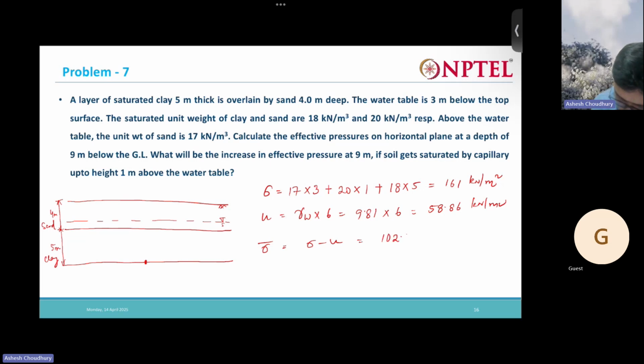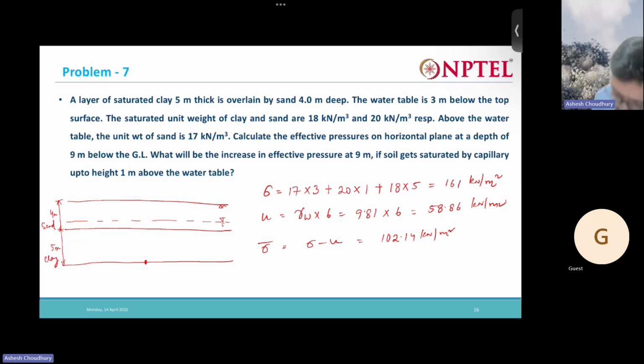is 102. You can also directly get this by multiplying the submerged unit weights, right? Submerged unit weight. Let's say the first it will be 17 times 3 plus (20 minus 9.81) times 1 plus (18 minus 9.81) times 5. So directly you can get 102.14.